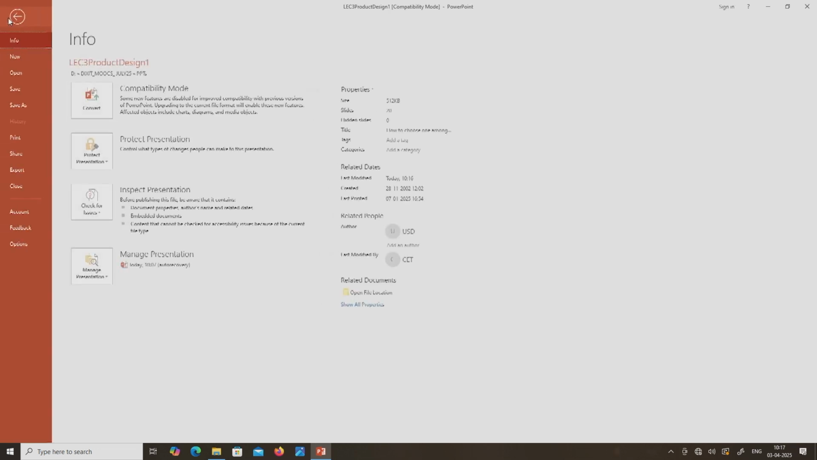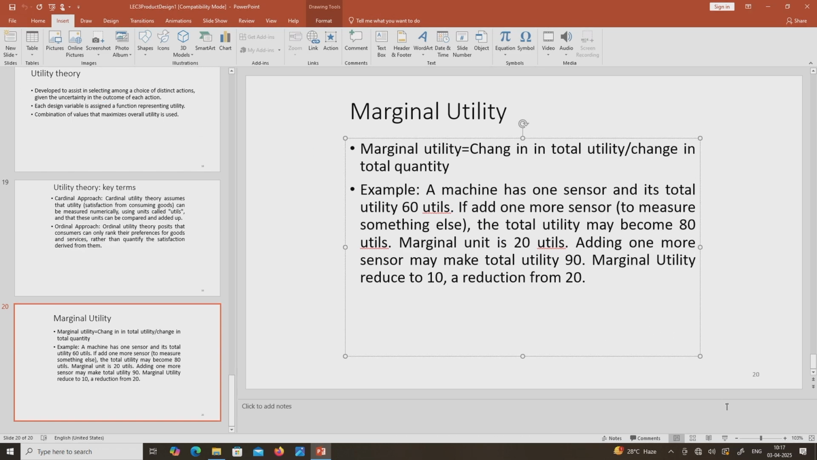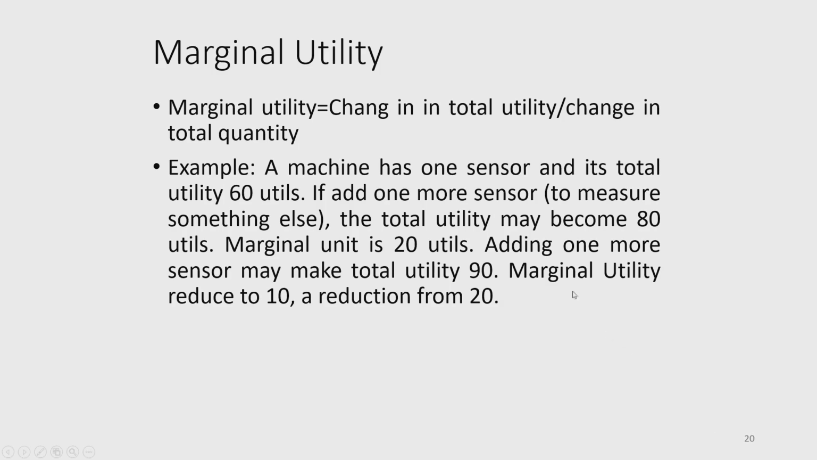In economics they say the law of diminishing marginal utility. That means marginal utility keeps on reducing with more quantity added. So, a product designer can take a decision on how many features have to be added. That is the concept about this thing.